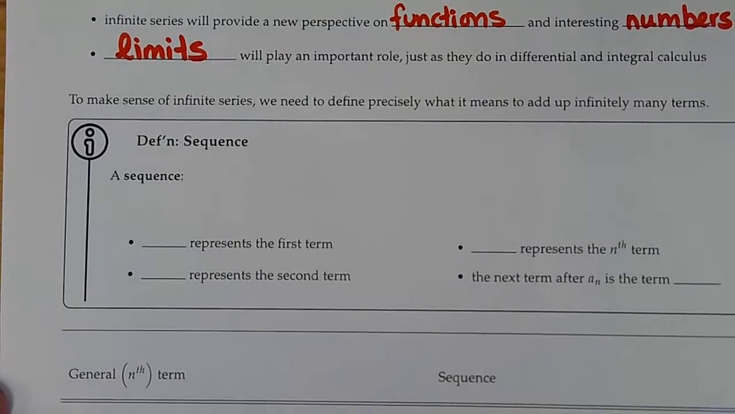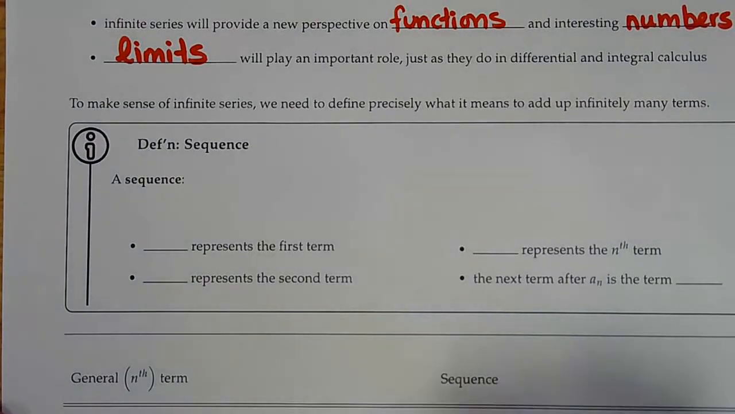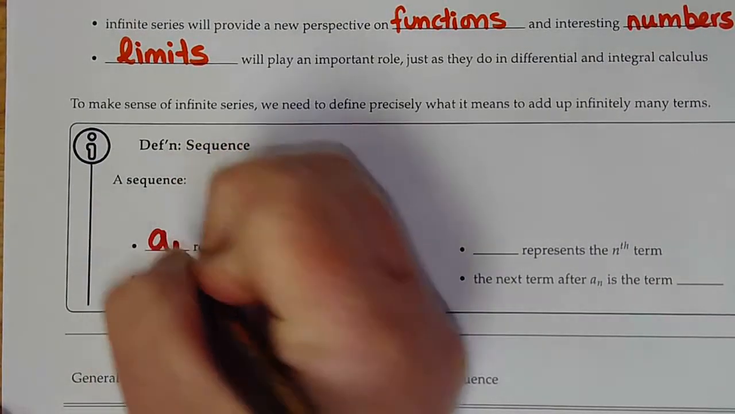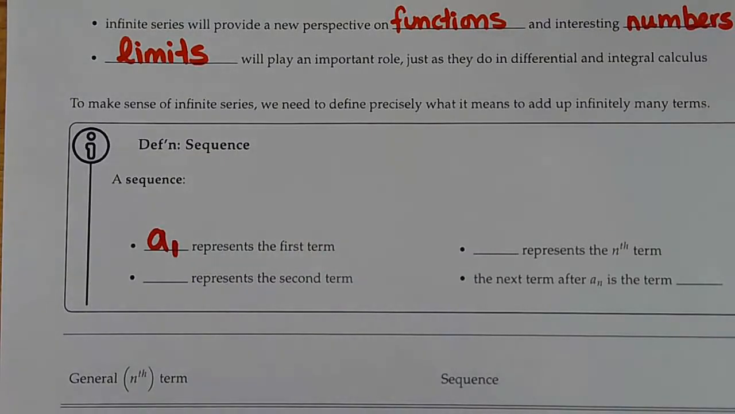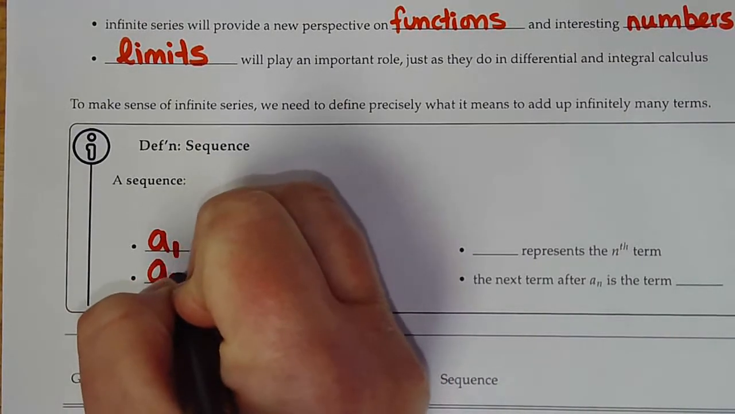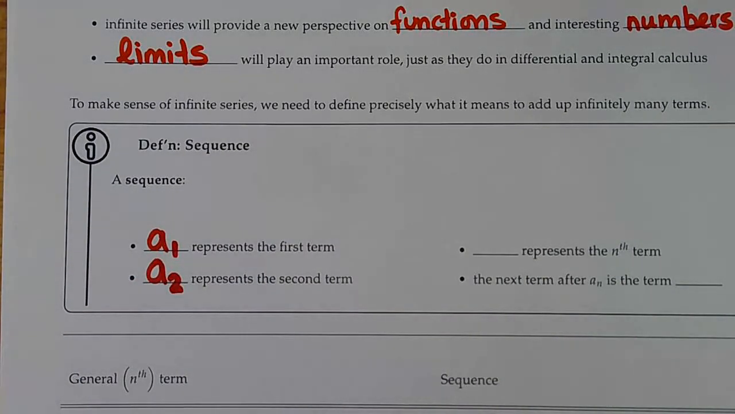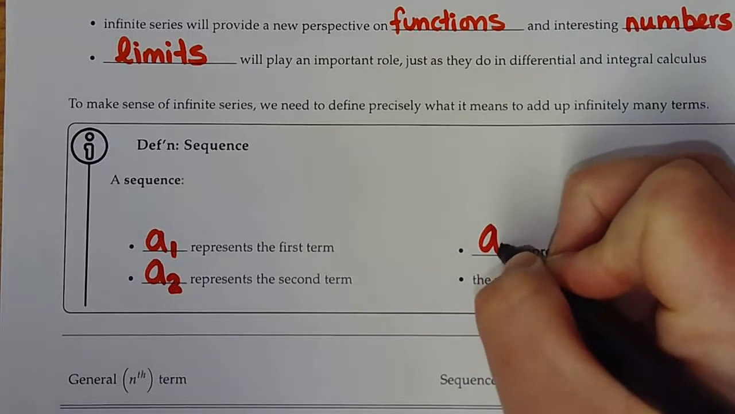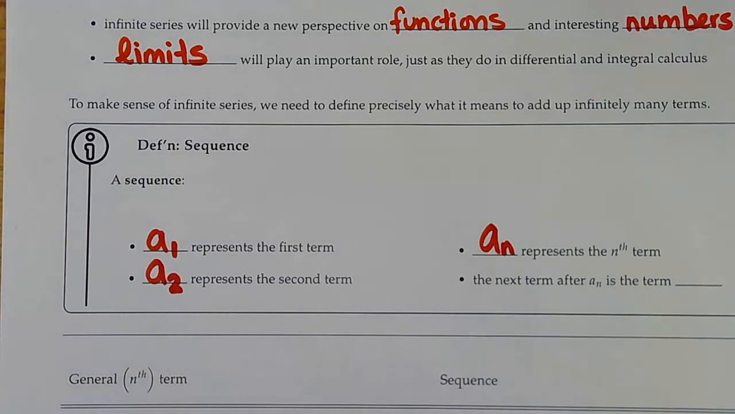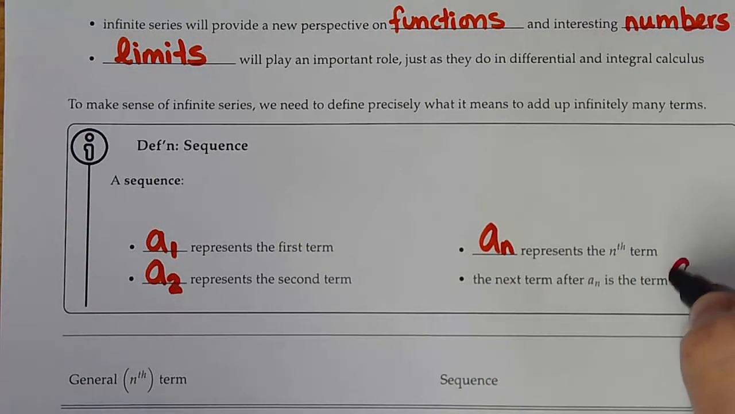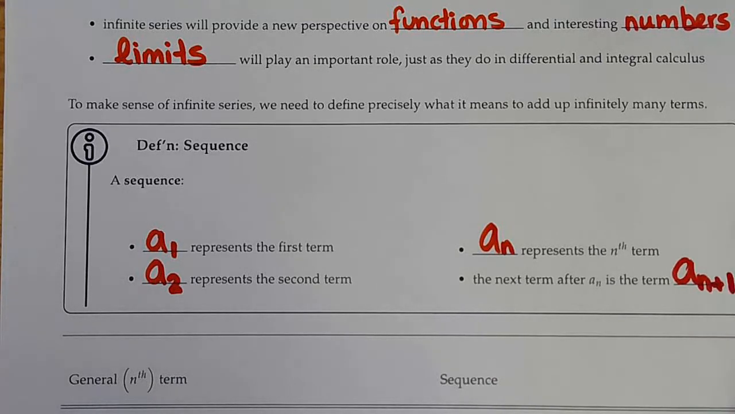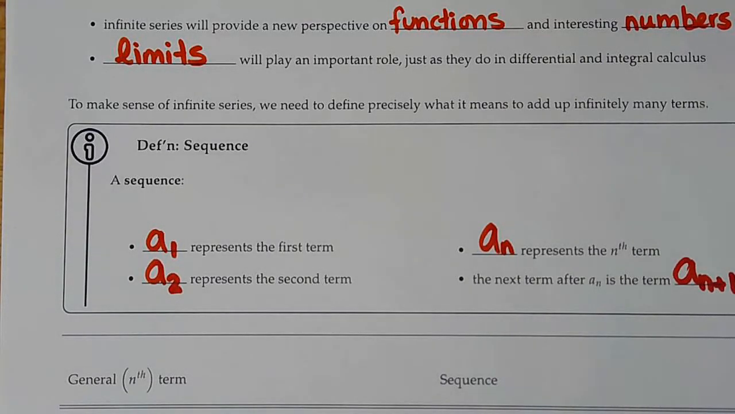Let's define a couple more things here. Our first term is a sub 1. The second term would be represented by a sub 2. The nth term is a sub n. And then the term after that is going to be a sub n plus 1. So when we come back, we'll look at actually writing out some of the list of the numbers.